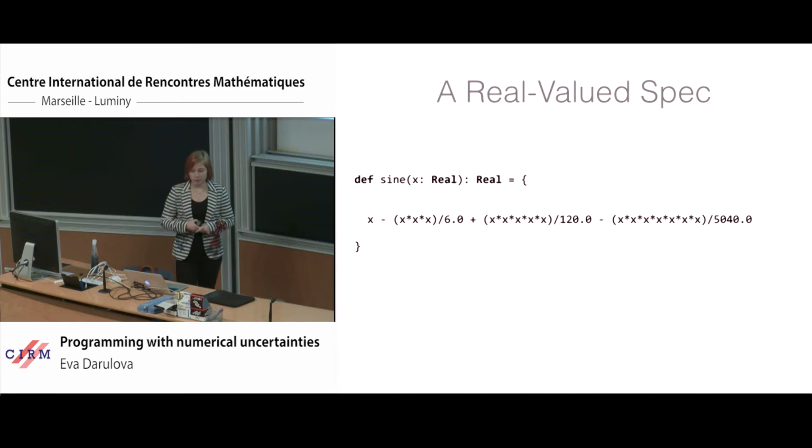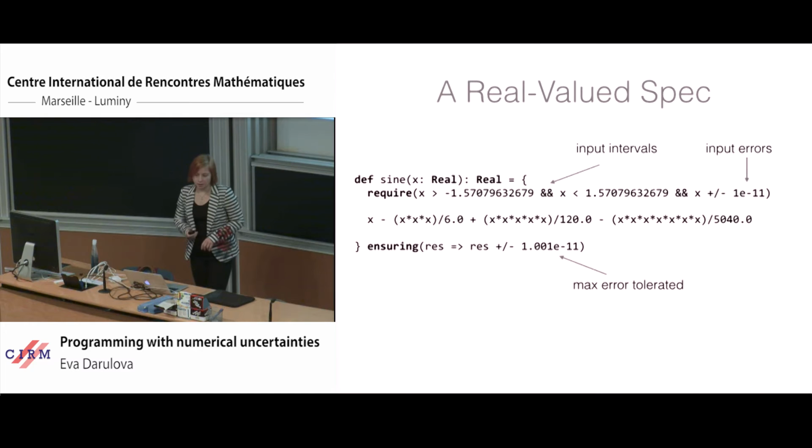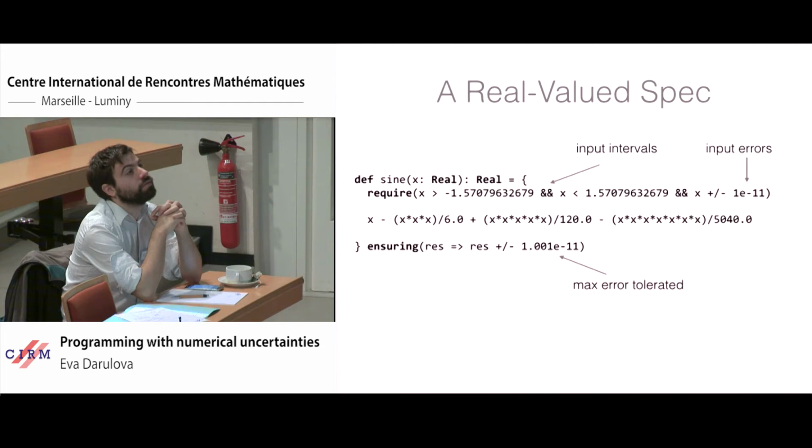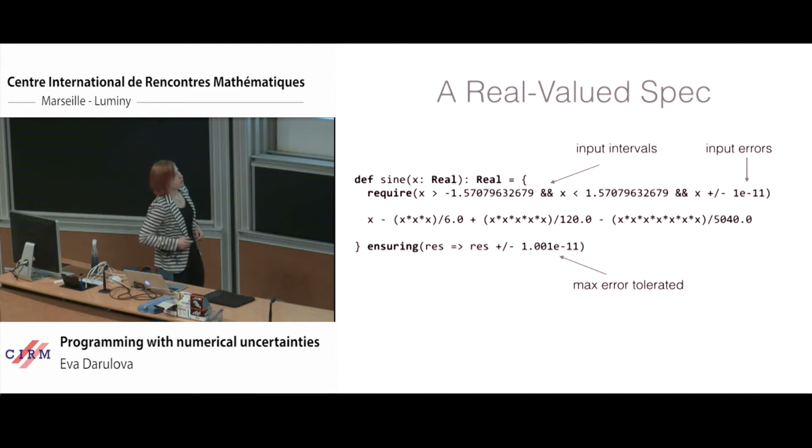So what we propose is a real-valued specification language, here written in a subset of Scala, where the scientist writes the function with a real data type, so does not make the choice of data type a priori. And in addition provides a specification. In this case, it specifies the ranges of the one input, possibly an absolute error on the input, and the maximum error tolerated on the output.